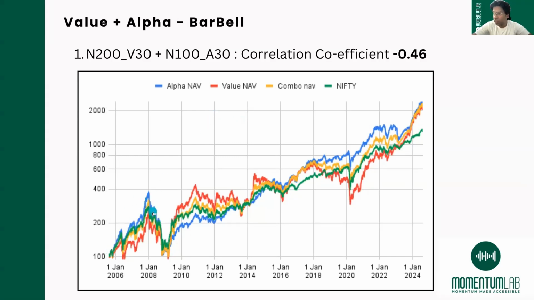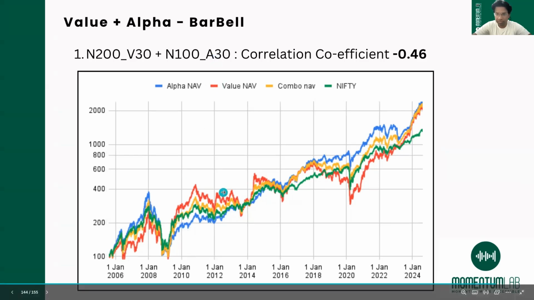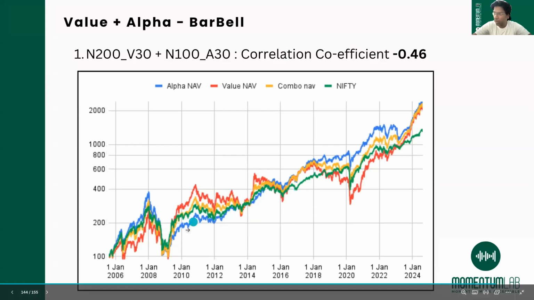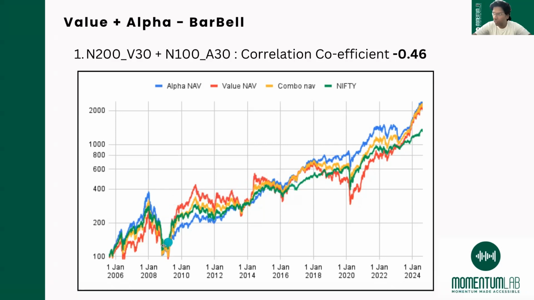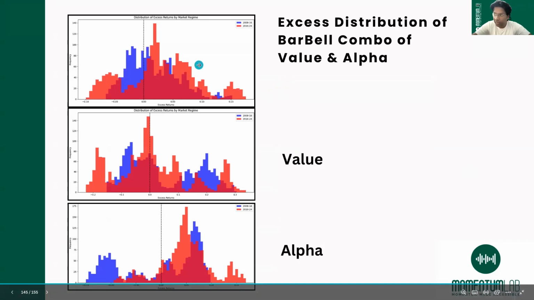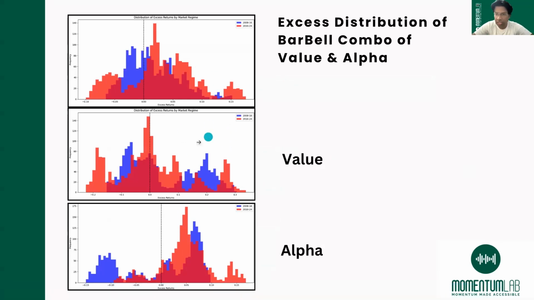Now you see that the alpha is in blue color, value is in red color. Yellow is the combination of alpha and value, whereas green color is of the Nifty 50. Like I mentioned, between 2008 to 2016, value did perform well. Alpha underperformed the Nifty 50. And after 2016 onwards, alpha performed well, whereas value underperformed both alpha as well as Nifty 50. So that's the switch that we have seen. Now let's see the distributions of the excess returns of value, alpha, and the combination, all three. When we put it in this format, we can clearly visualize how the distribution is in a combined fashion as well as in the individual factors.